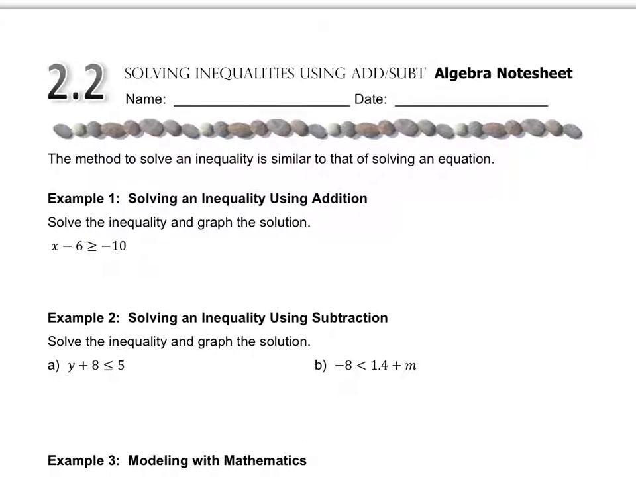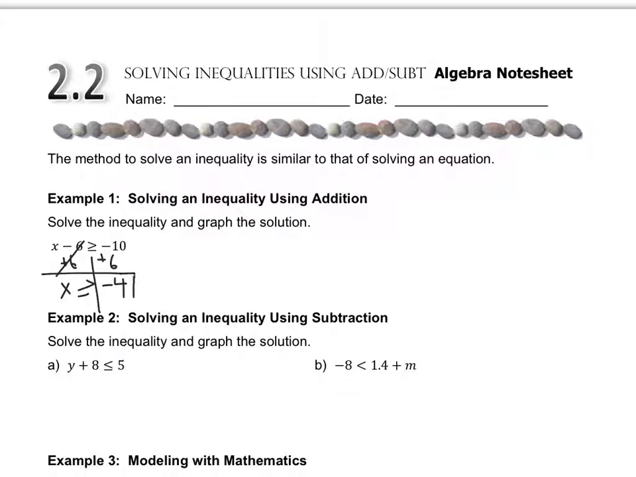So let's solve this example 1. We're going to drop a line down the sign, and we're going to add 6 to both sides. And so that cancels, and you have x is greater than or equal to -4.